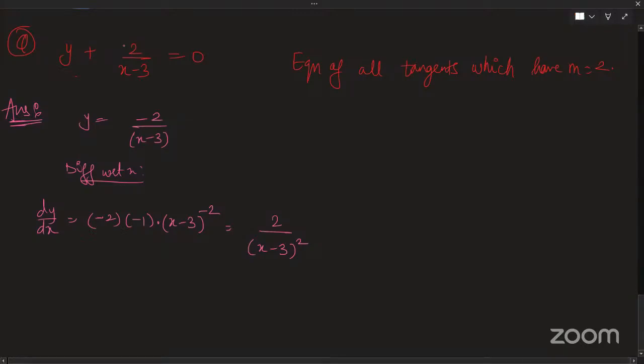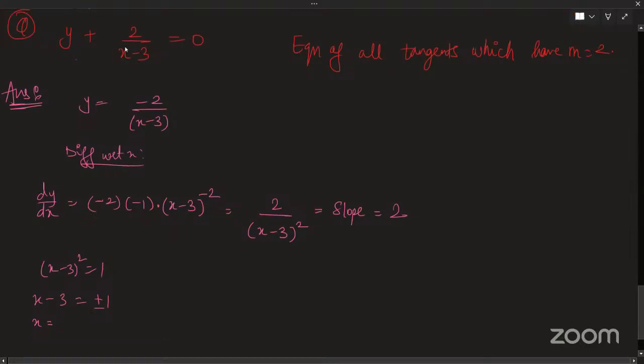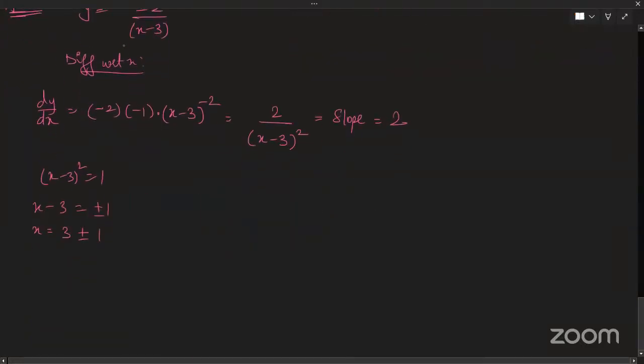And can you tell me what it is asking me? dy by dx is the slope, right? dy by dx denotes the slope. And the slope is already given to me, 2. So can I say (x minus 3) whole square is equal to 1? So x minus 3 is plus minus 1. So x is how much? 3 plus minus 1. Tell me, what are the two values of x?